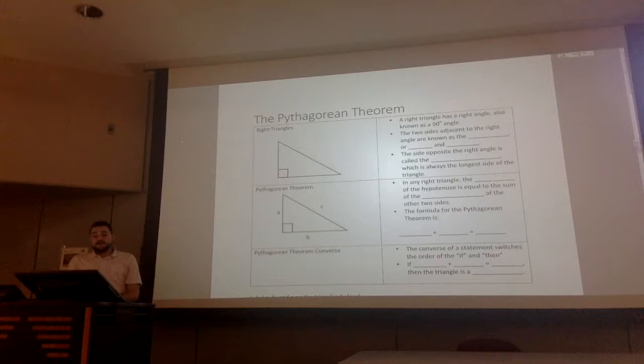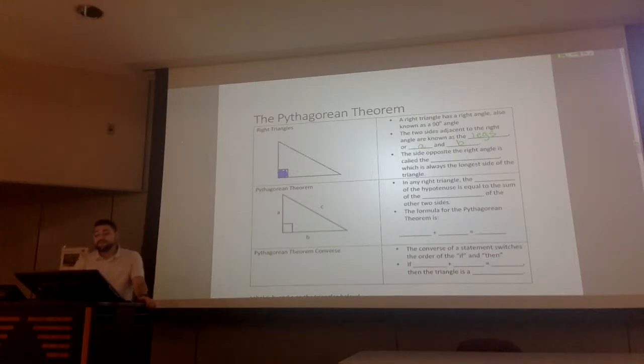So a right triangle is a triangle that has an angle that's 90 degrees. And that 90-degree angle is usually shown with this square inside the triangle. And the two sides adjacent to the right angle, or the two sides that help form that right angle, are known as the legs. And in our formula, they're going to be A and B.